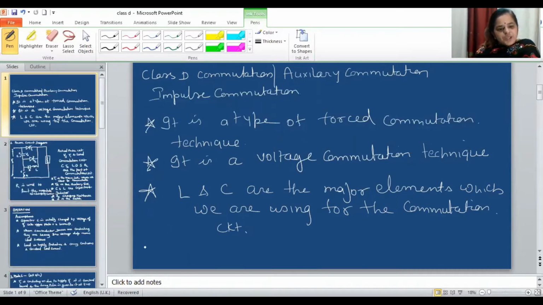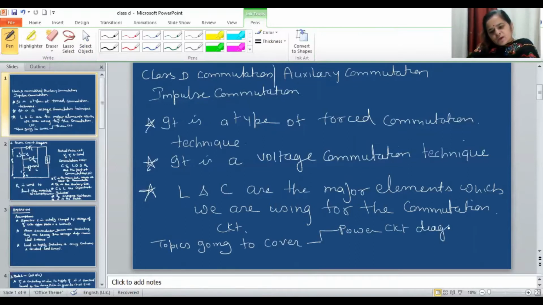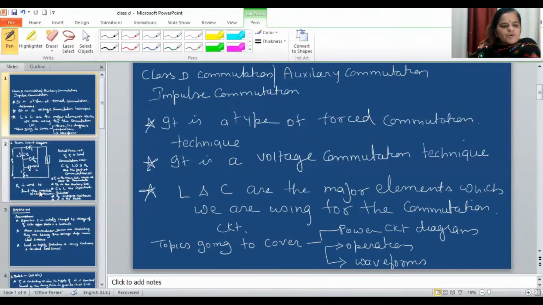Now, the topics which I am going to cover in this video: we will see the power circuit diagram, we are going to see its operation, and we are going to discuss its waveforms. So these three things I am going to discuss. Now let us talk about the power circuit diagram.